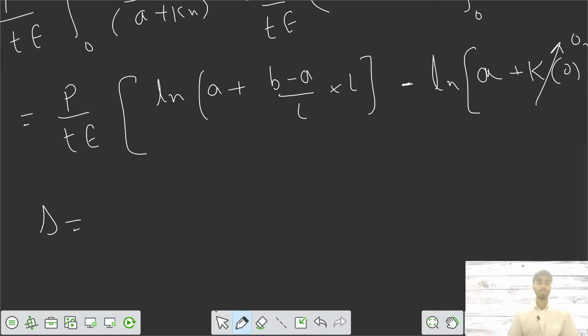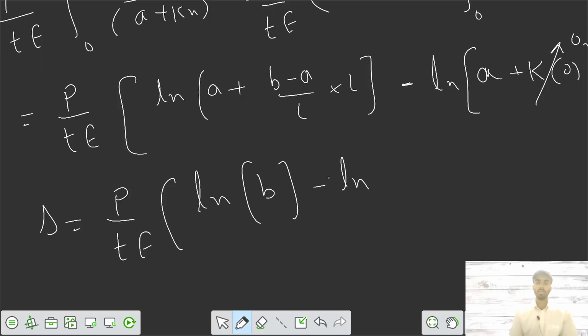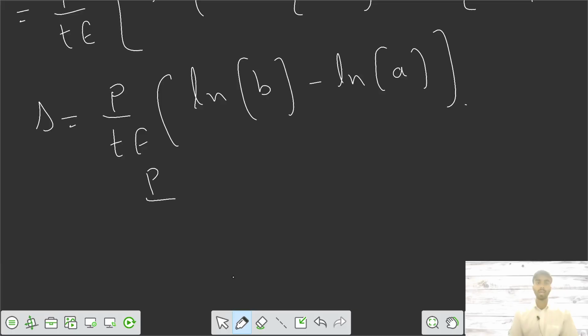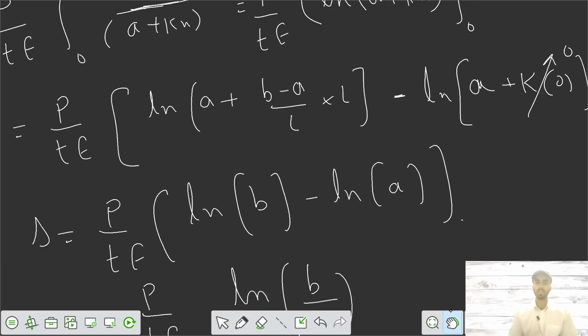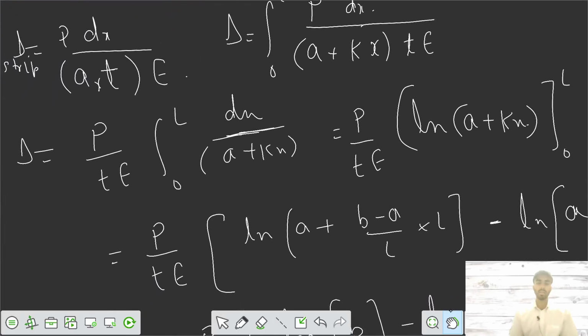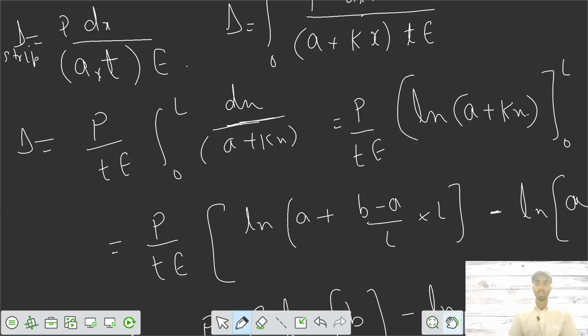So your total deflection becomes P by tE ln of A plus B minus A. So it would become ln of B minus ln of A. We can write it as P by tE ln of B by A. But the thing is, we missed something. We missed what we call internal differentiation.